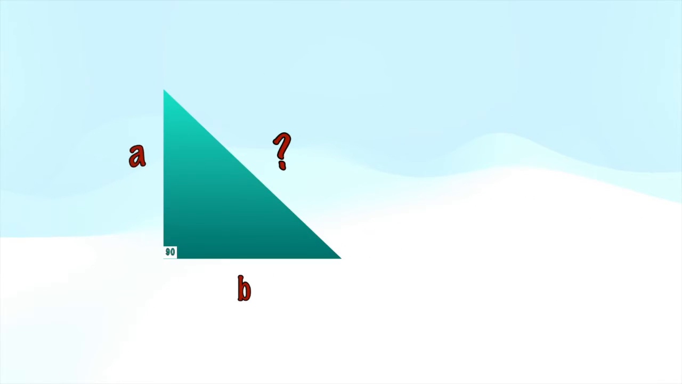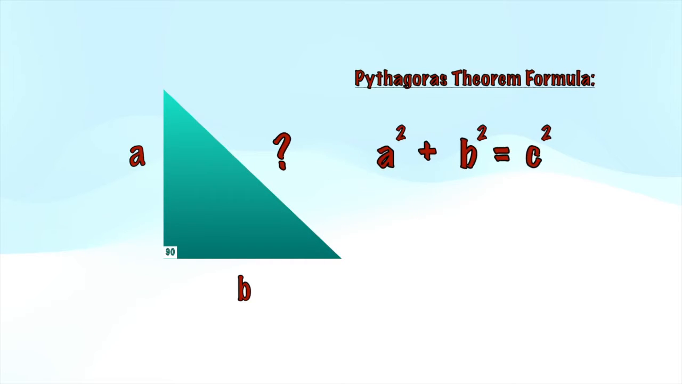So how do we work out the missing length if we're given A and we're given B? There's a very easy formula for this. The Pythagoras Theorem formula is A squared plus B squared is equal to C squared. So, did you understand Pythagoras Theorem?